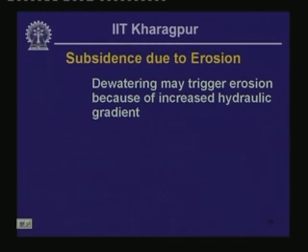Subsidence could also be caused because of erosion caused by groundwater movement. Dewatering actually could trigger erosion, because generally what happens, because of dewatering, hydraulic gradient increases, or the slope of the groundwater table increases, and that increases the flow velocity of moving groundwater, and that triggers erosion.